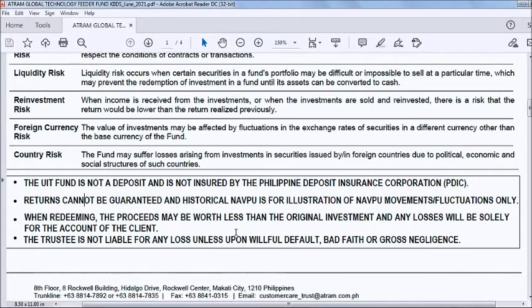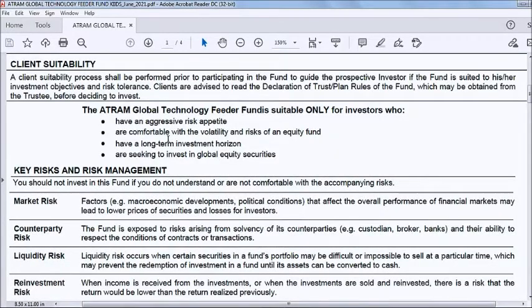When redeeming, the proceeds may be worth less than the original investment and any losses will be solely for the account of the client. The trustee is not liable for any loss unless a fund will default, bad faith, or gross negligence. So yung third, sinasabi lang dito that yung proceeds mo, for example nga, 1K siya, tapos kailangan mo na yung money, and then we sold it at a loss, wala silang responsibility into that. That's why this investment is actually for those who has a long-term investment horizon.